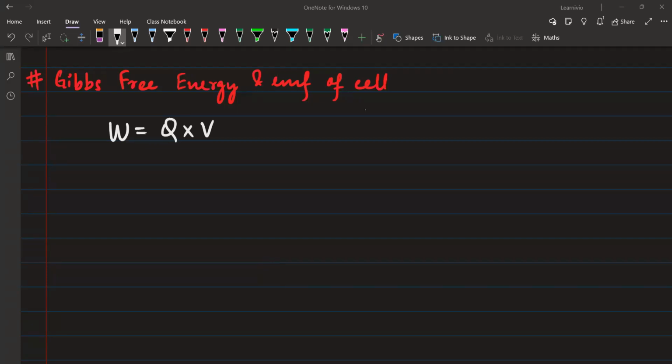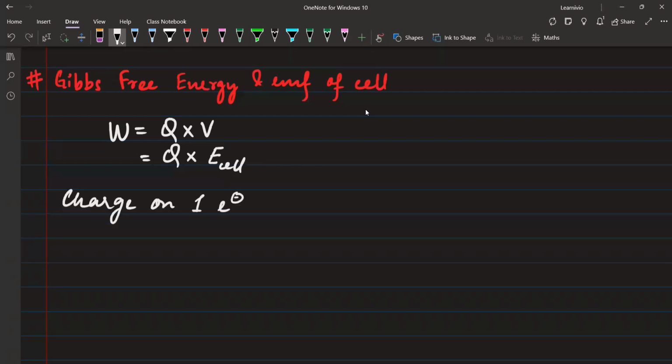So instead of voltage, I can also write Q into E cell, because the EMF of the cell is also a voltage, that is in volts. Okay. Now, before going forward, this particular Q should be in coulombs, and the charge on one electron is equal to 1.6 into 10 to the power minus 19 coulombs. I hope all of you are aware of this particular value.